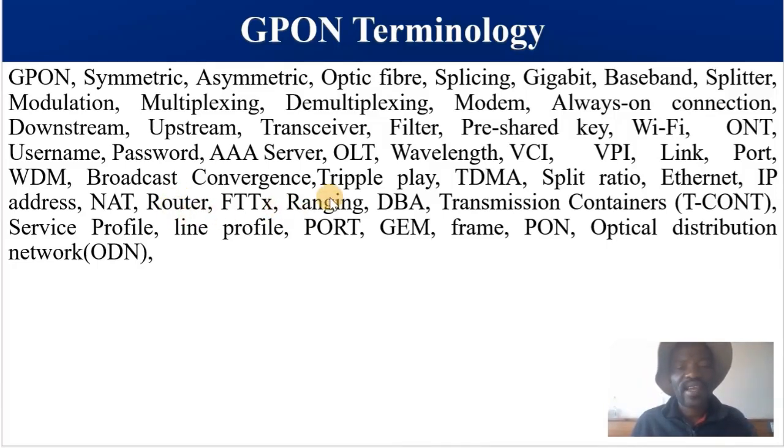Fiber to the X. Ranging, we want to find the distance of the ONU from the OLT. DBA stands for dynamic bandwidth assignment. We will look at transmission containers, T-CONT, in more detail. Service profile, line profile. These are configured in the OLT. This is a repeated slide. Then we are going to look at GEM ports, GEM frame, passive optical network or PON, optical distribution network. We are going to look at it in more detail in the slides.